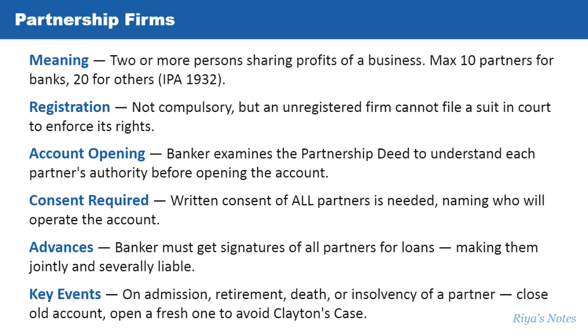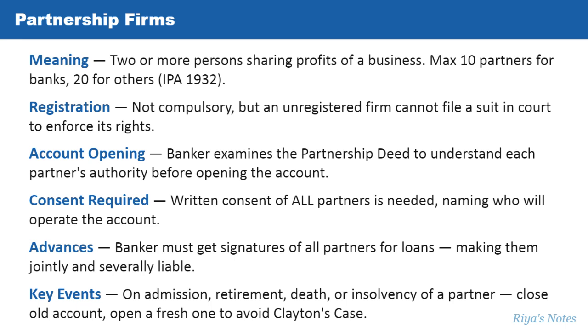Partnership firms. Meaning 2 or more persons sharing profits of a business. Max 10 partners for banks, 20 for others. IPA 1932. Registration. Not compulsory, but an unregistered firm cannot file a suit in court to enforce its rights. Account opening. Banker examines the partnership deed to understand each partner's authority before opening the account. Consent required. Written consent of all partners is needed, naming who will operate the account.